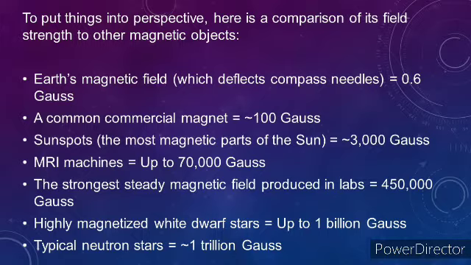Earth's magnetic field, which deflects compass needles, is equivalent to 0.6 Gauss. A common commercial magnet is equivalent to approximately 100 Gauss. Sunspots, the most magnetic part of the sun, are approximately 3,000 Gauss. An MRI machine is up to 70,000 Gauss.